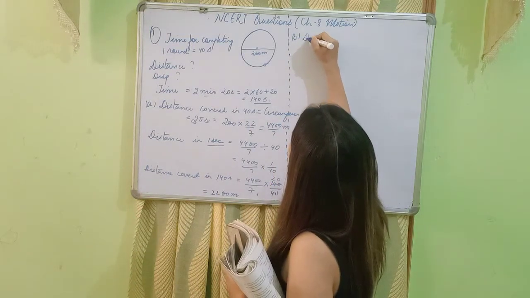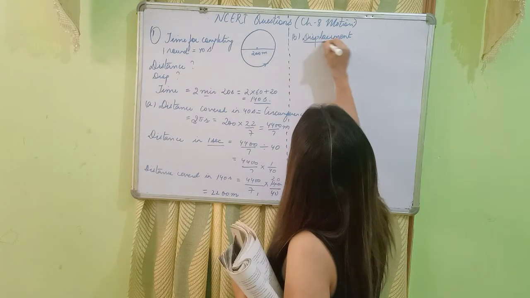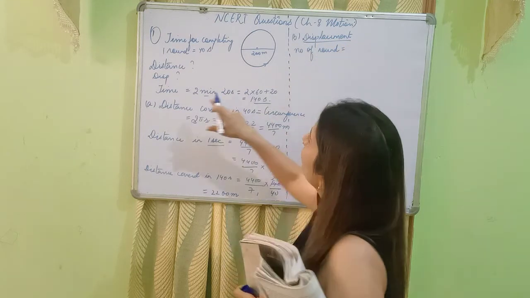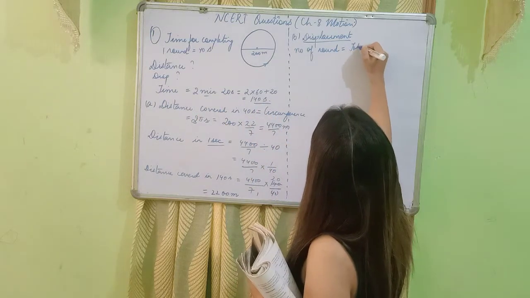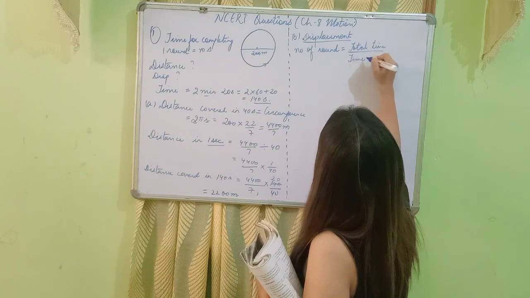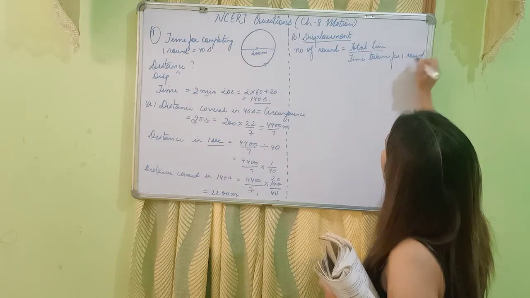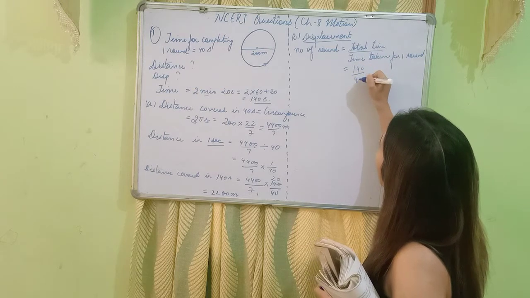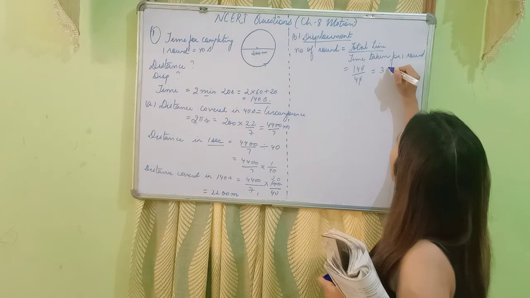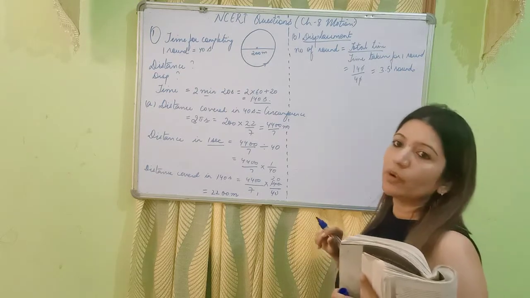Now distance covered we have found out. Next is displacement during the time interval 140 seconds. First we'll calculate the number of rounds. For one round, the athlete took 40 seconds. Total time given to us is 140 seconds. Total time divided by time taken for one round is equal to 140 divided by 40. 4 threes are 12, 4 fives are 20. So this will come out to be 3.5 rounds. You need to calculate displacement for 3.5 rounds.